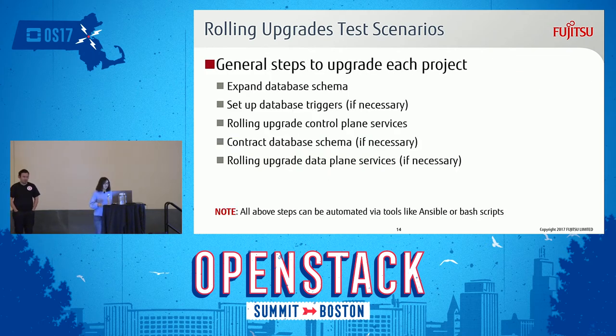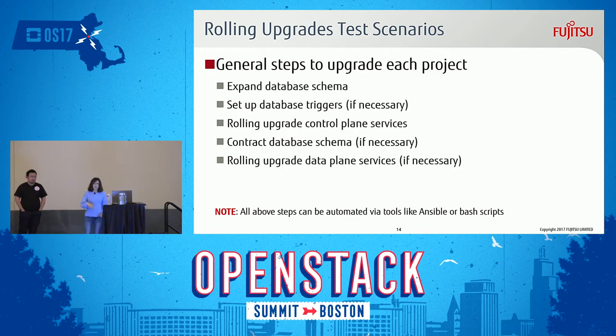And the general steps to upgrade each project are basically the same. The very first step is to expand the database schema. Then, for some projects, if they use database-trigger-based database access, we need to set up the database triggers before we have any new release code running. And then in the control plane, we do the upgrade one by one in a rolling manner. And for some projects, if we need to contract the database schema, it has to wait until we have finished upgrading all the controllers.